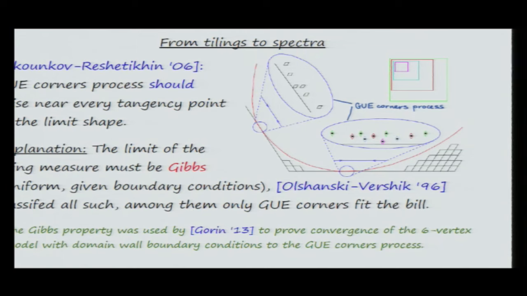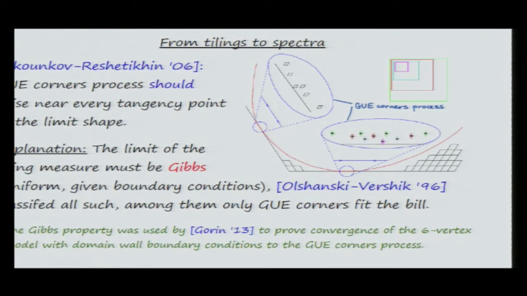And then that's an infinite dimensional family, but somehow the only measure from that family that fits the picture is the GUE submatrices measure. Okay, so that's a possible explanation as to why one should be expecting this GUE minor process. And this Gibbs philosophy is actually quite useful.